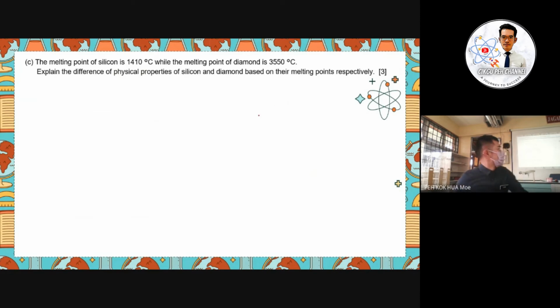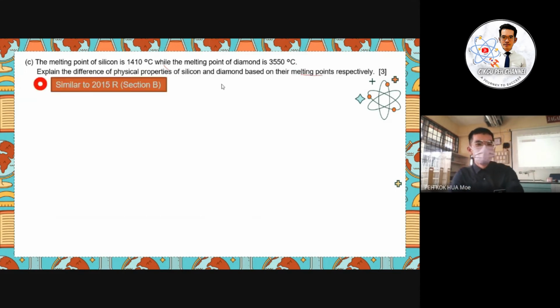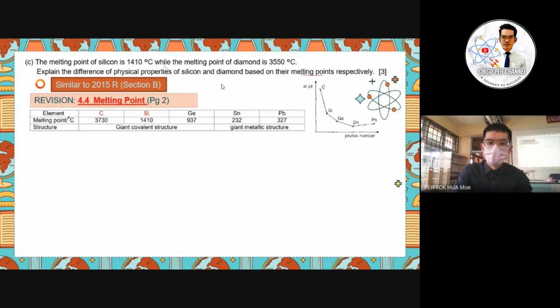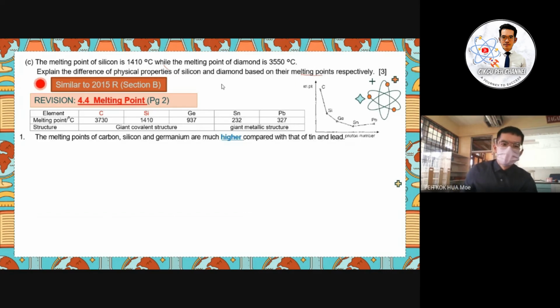The next, the melting point of silicon is 1510, while the melting point of diamond is 3550. Here, it asks you to discuss the difference of the physical properties between silicon and diamond based on their melting points respectively. This is also the same question we already discussed in Section B 2015. When we discuss the melting point, you can look at the table here. I discuss the overall first because we want to do the division together.